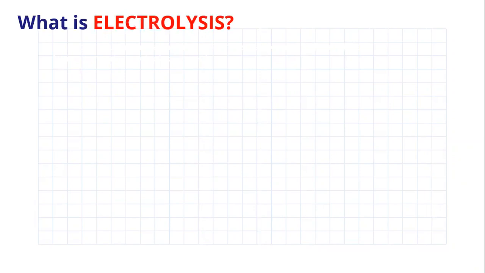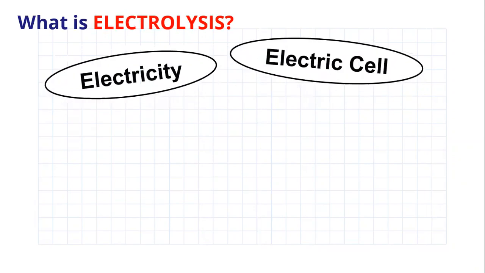Before we go through the lesson, here are two terms which you might know already from your previous grades. One is electric cell and the other one is electricity. What is an electric cell? It's an electrical power supply which converts chemical energy into electrical potential energy. And electricity is a flow of electrons around a circuit. For example, for an electric cell, you can say a dry cell or a battery.